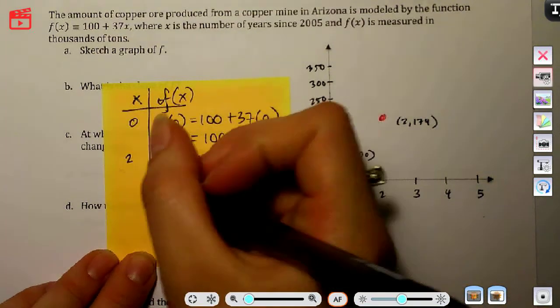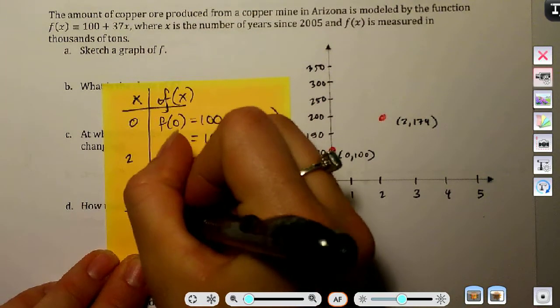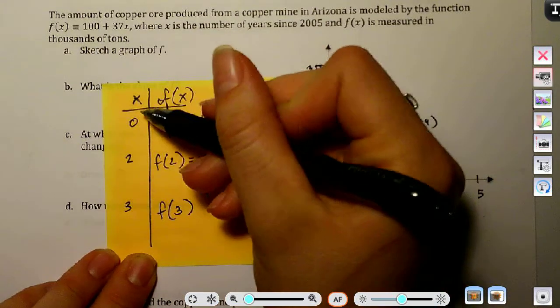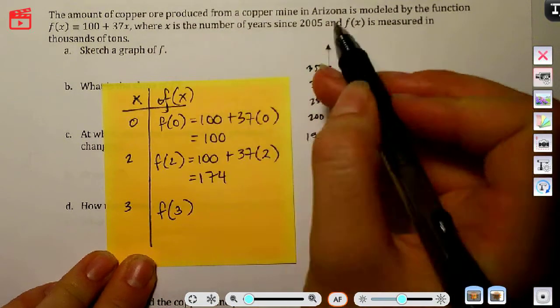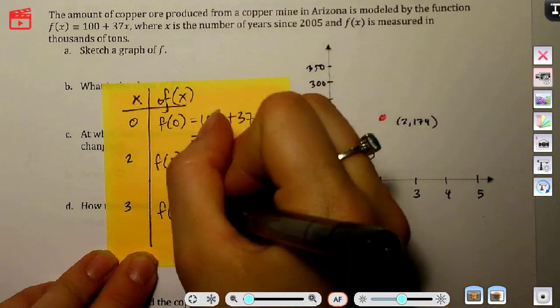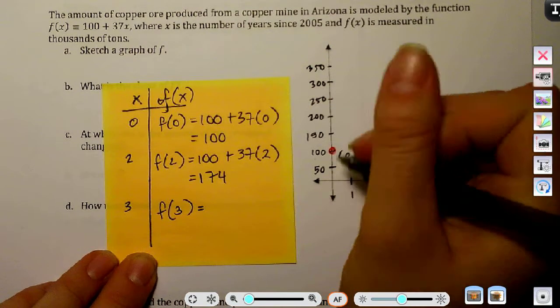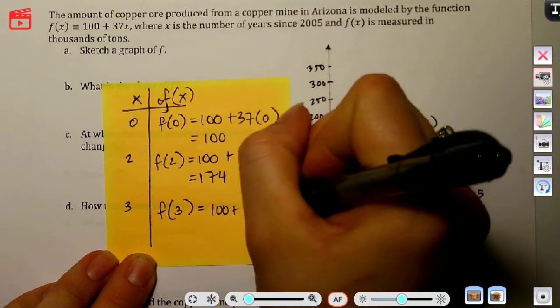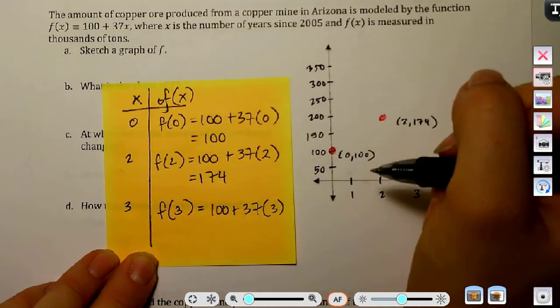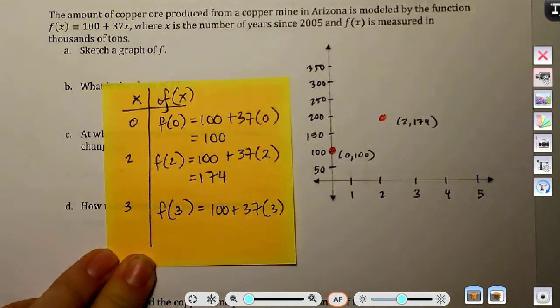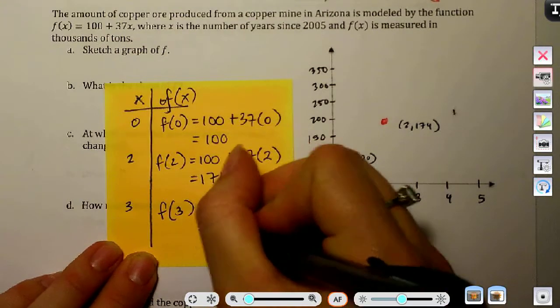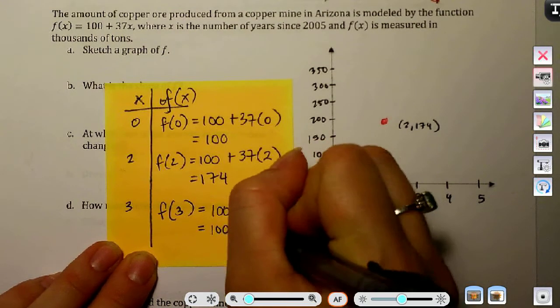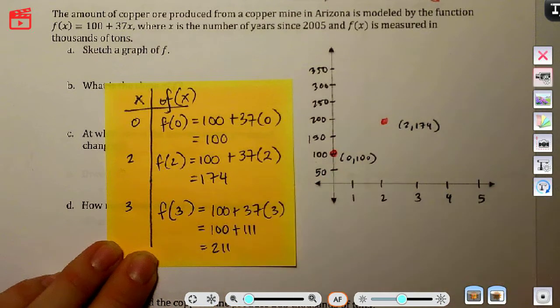How's about the value 3? Notice all our x values are positive because we're talking about years, and years are always going to be positive when you're talking about producing ore. All right, 100 plus 37 times 3. I'm not certain. 37 times 3 is 111. Shucks, close. 100 plus 111, which is going to equal 211.